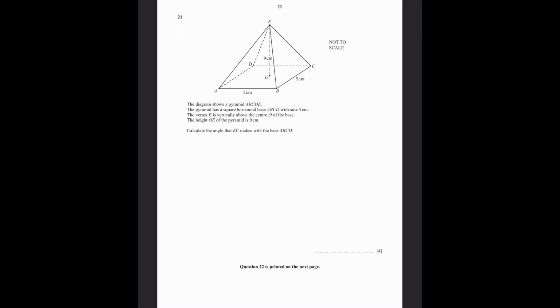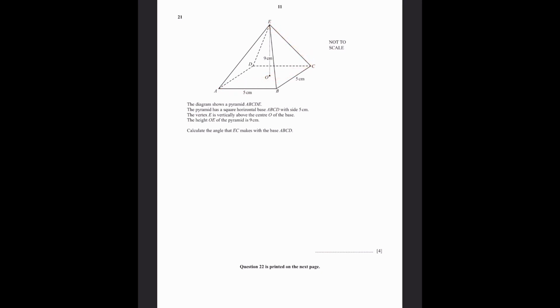Let's go to question 21. The diagram shows a pyramid ABCDE as given here. The pyramid has a square horizontal base ABCD with side 5 centimeters, which is this. The vertex E is vertically above the center O of the base. So that means this is a vertical line. The height is 9 centimeters. Calculate the angle that EC makes with the base ABCD. That means you have to calculate this angle, for example.